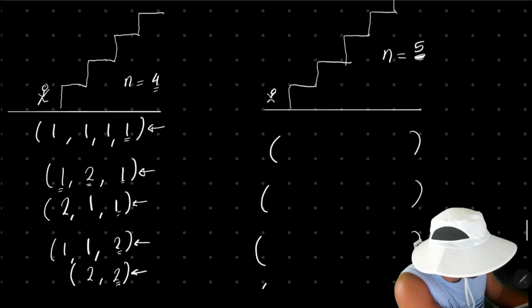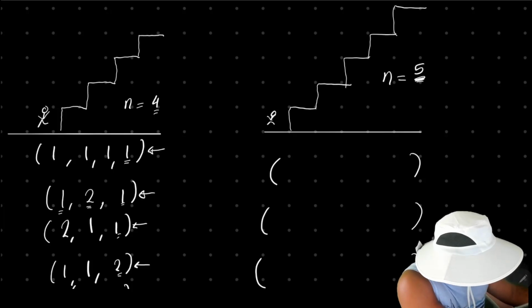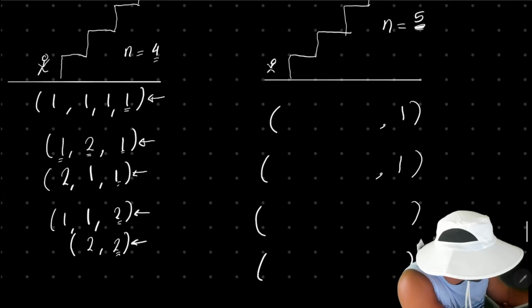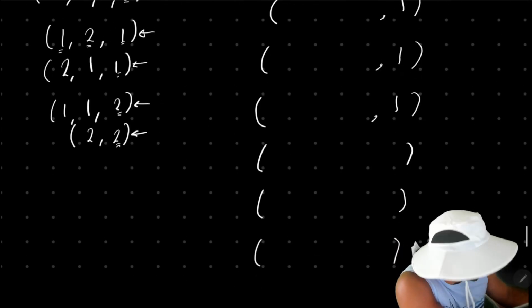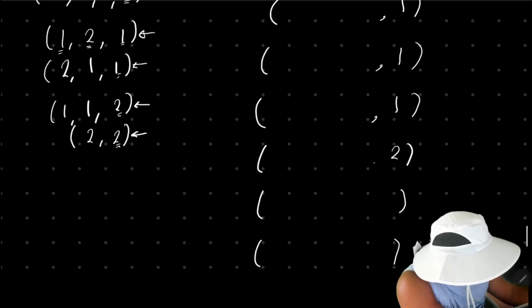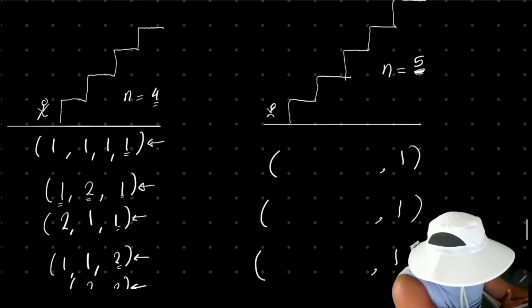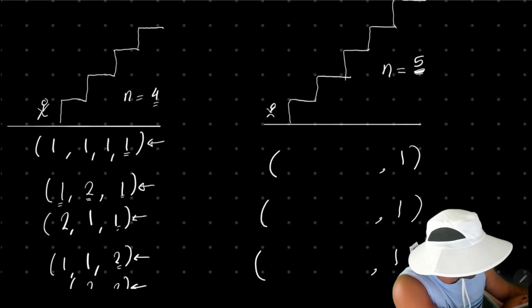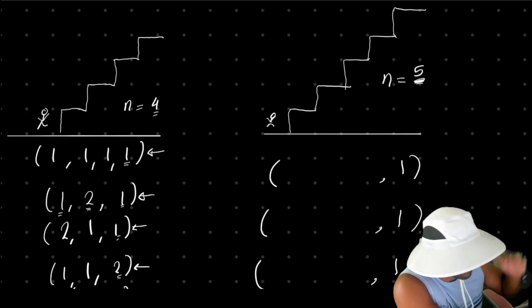So for a staircase of size 5, I know for sure some of these sequences will end with 1 at the end. I don't know how many, maybe I'll stick 3 ones. I know some of them will end with 2, the very last step of size 2. It's either a step of size 1 or a step of size 2, right? You can either jump 1 step at a time or 2 steps at a time.